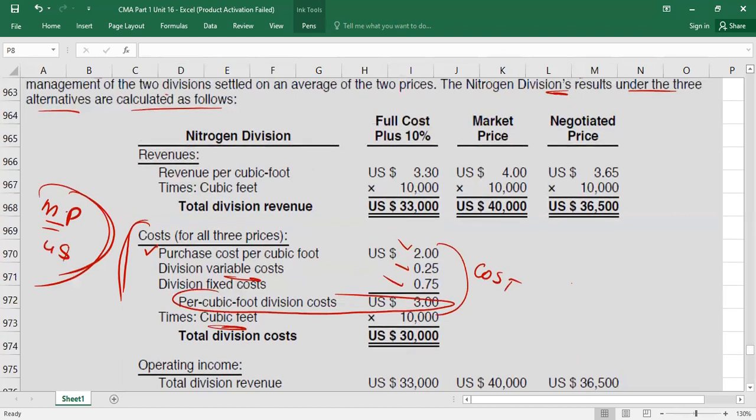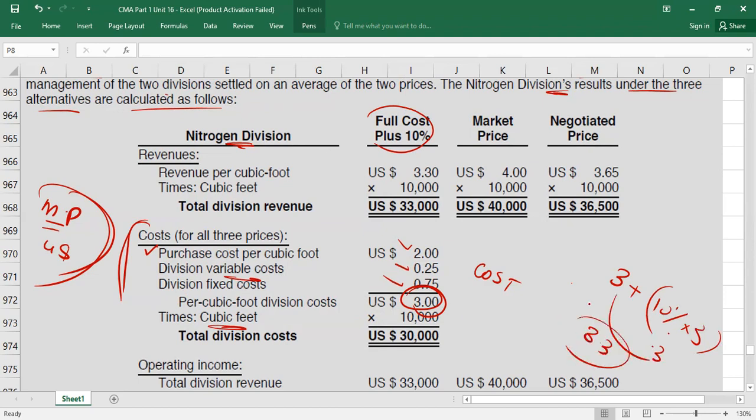Now you would solve. First of all, you will write here nitrogen division. So we have three options here, and under each option we are calculating. Maybe in the exam, you have to calculate under only one option. Maybe they will ask you what is the operating income under the cost plus 10% option, or under the market price option, or under the average price option. But here we are doing it for all. So the first option was full cost plus 10%. Do you remember the cost per cubic foot? It was $3, given here, right? So cost plus 10%: 10% of 3 is 0.3, and if you add it, it is 3.3. So the first option is cost plus 10%, and your selling price per cubic foot is going to be 3.3. The market price, as I told you, is given in the question, $4. And the average, how will you get it? You will add cost plus 10% plus what?